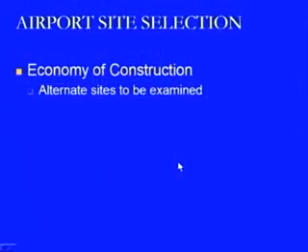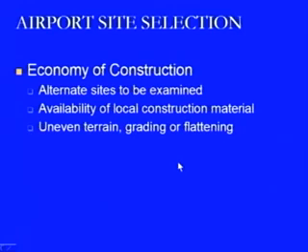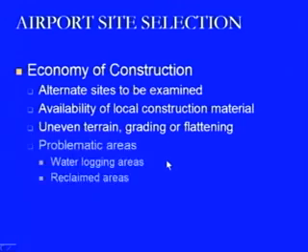Then we come to the economy of construction. In this case, alternate sites need to be examined, and we have to look at the availability of local construction material, the availability of manpower, and what type of terrain is being provided, whether there is a requirement of flattening the terrain or it is to be graded, and whether there are certain problematic areas which need special consideration, like waterlogged areas or reclaimed areas. All of such things become costlier, and they keep on increasing the cost of the project, that is, the provision of the airport, and that is why we have to look at by what way we can reduce the overall cost.